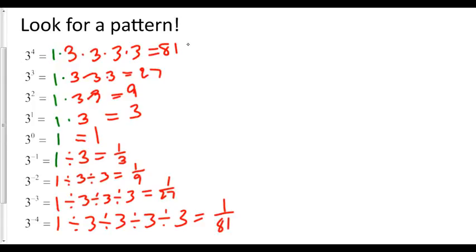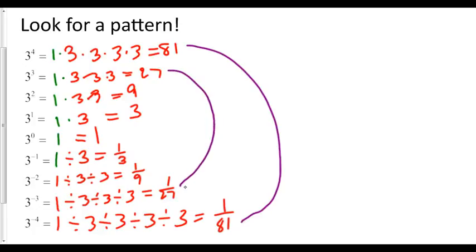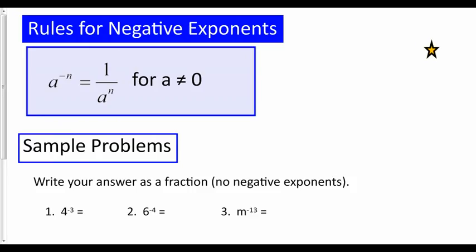Notice the symmetry here. 3 to the 4th is 81, 3 to the negative 4th, 1/81. 3 to the 3rd, 27, 3 to the negative 3rd, 1/27. And what we can do with that is we can look at a rule for negative exponents. A to the negative n power is equal to 1/a to the n, as long as a is not 0. So let's see how we could use this.